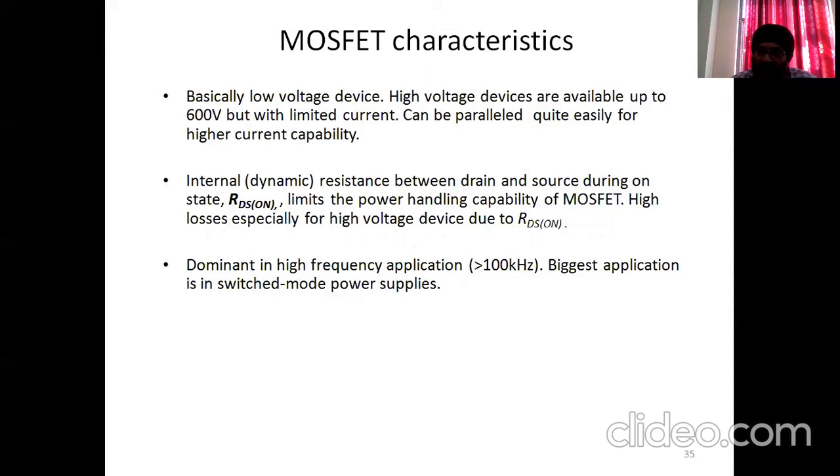The other way is to design this MOSFET in such a way that the RDS, meaning the dynamic on resistance, is very low. So if we can design a MOSFET having a very low value of dynamic resistance during the on state, we can save power loss.